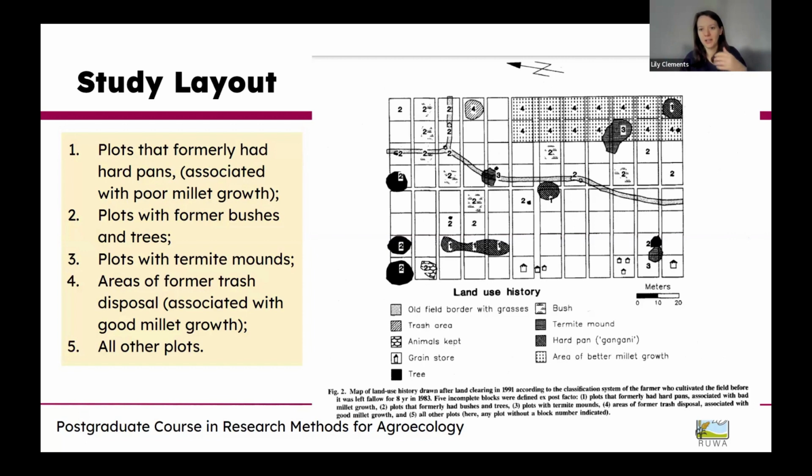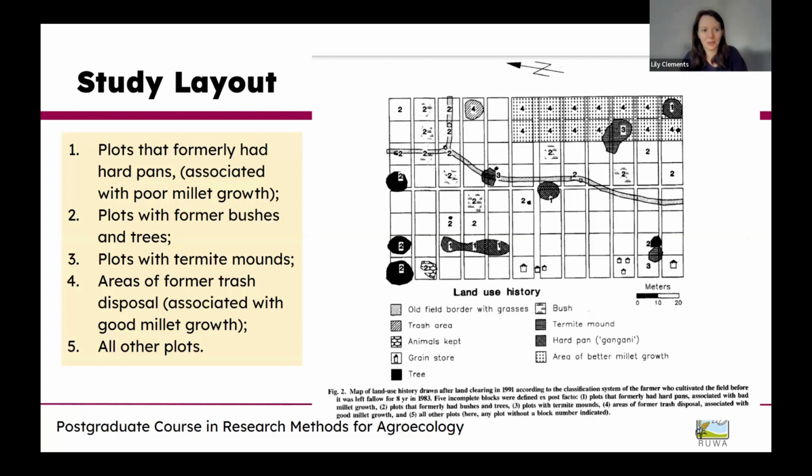We also have in 2 plots with former bushes and trees. In 3, we have the termite mounds. In 4, we have the areas of former trash disposal, which is associated with good millet growth, which means that our treatments placed in area 4 might actually look to perform a little bit better.